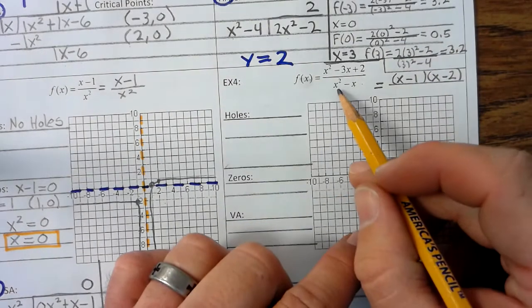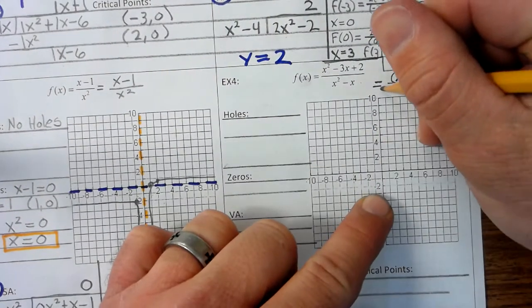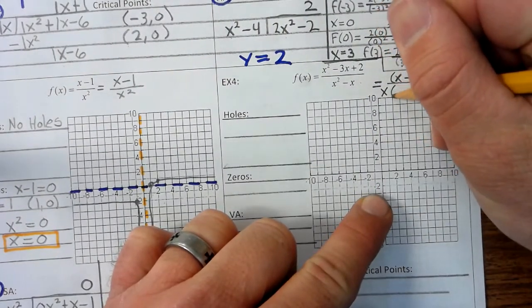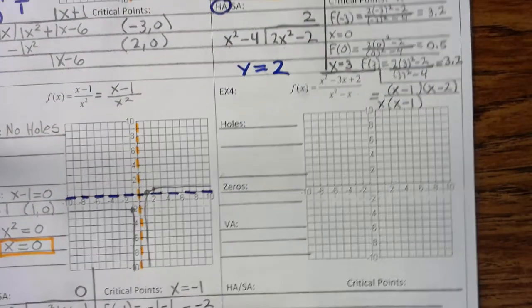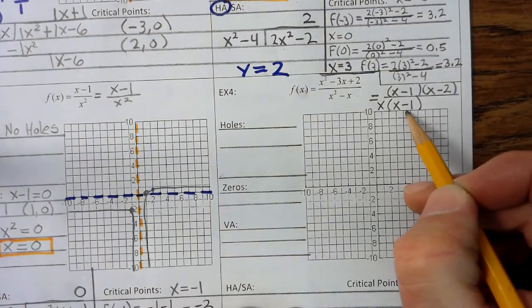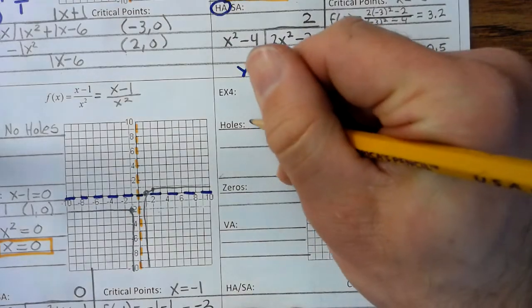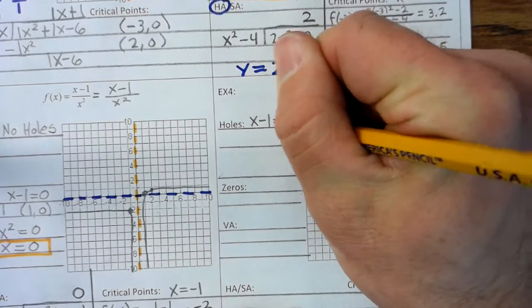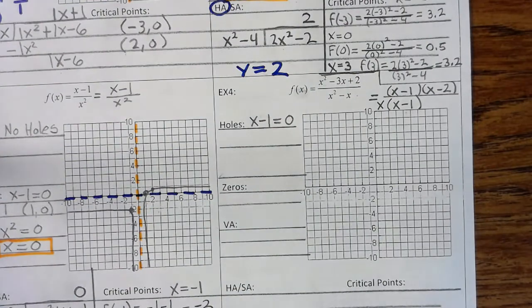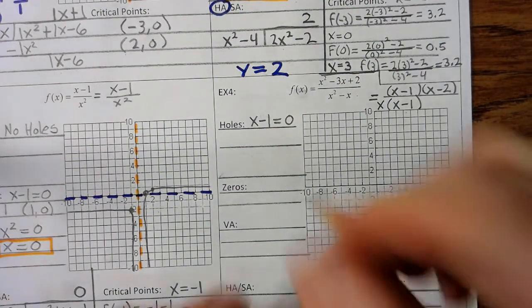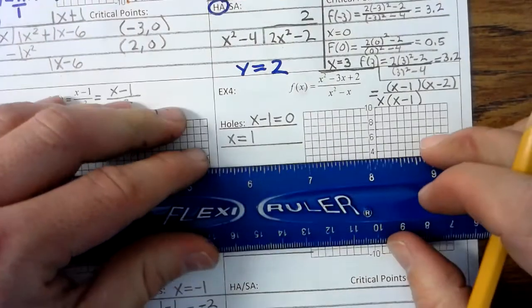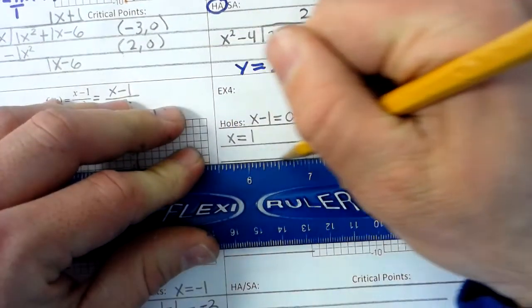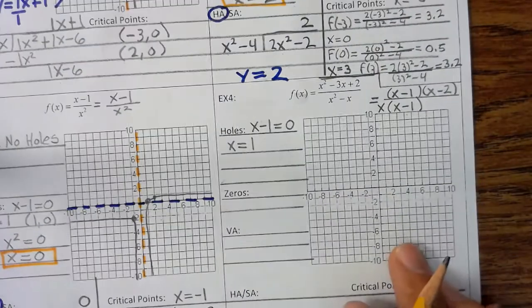And here we can factor out an x. And so that leaves x minus 1. Now here you can see that this divides and becomes 1. So we have a hole, and we need to set x minus 1 equal to 0. So x equals 1. So now we need to find out what that point is.